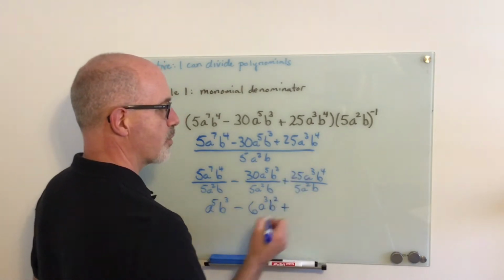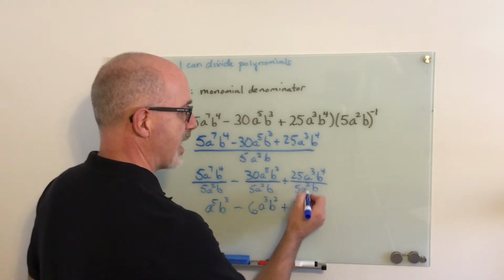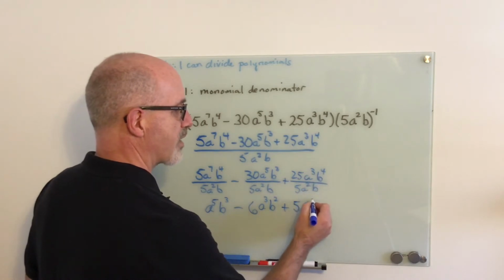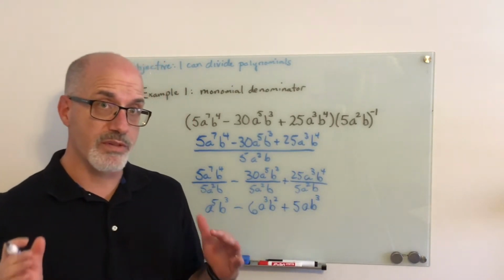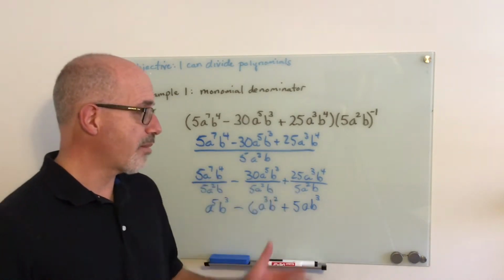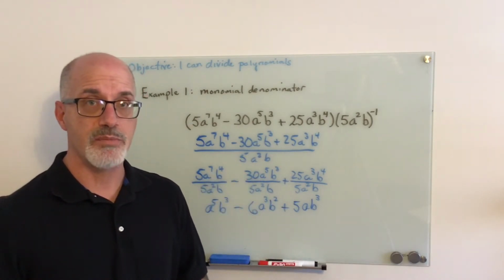And then plus 25 over 5, that will reduce down to the 5. And then a cubed over a squared gives me an a. 4 factors, 1 factor leaves me with 3 factors when I reduce that out. So this is the first step of when we divide by a monomial. We do 3 separate problems here with the 3 terms in the numerator, and that simplifies our division problem.